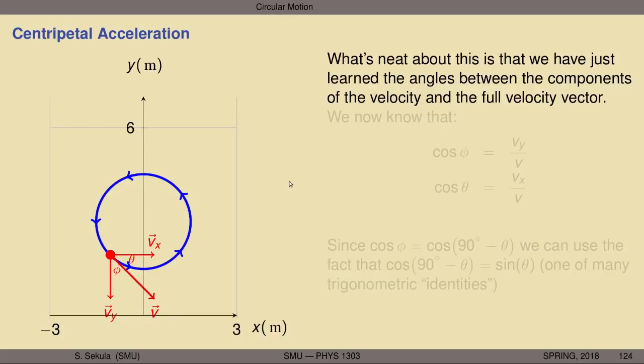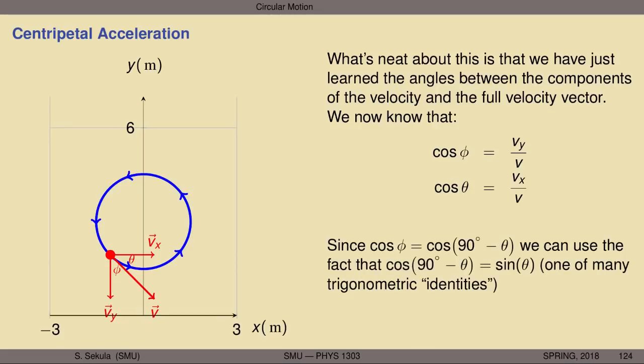Now, we know a couple of things. We've just learned the angles between the components of velocity and the full velocity vector. Check that off. But now we also know a couple of other things thanks to trigonometry. We know that the cosine of phi, which is the length of the adjacent side over the hypotenuse, is given by Vy over V. And we know that the cosine of theta, which again is given by the adjacent side over the hypotenuse, is equal to Vx over V.